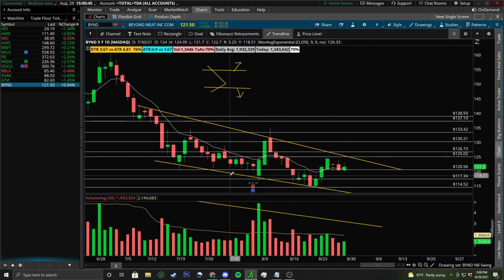But what can we say just from this chart? We know that Beyond has a very, very strong level at 117. We know there's a very strong resistance at 125. So we have our range. Now we just need to plan in between that range. What has price done inside that range?